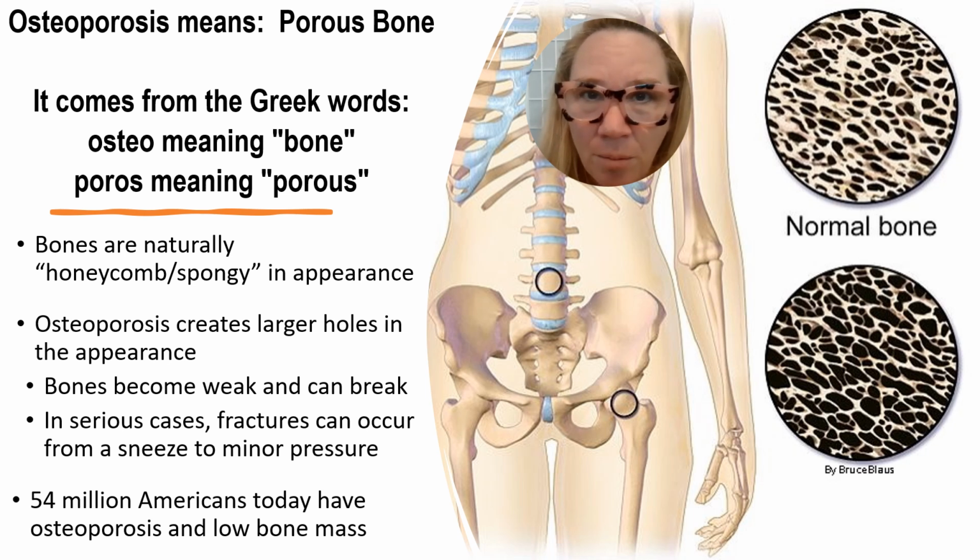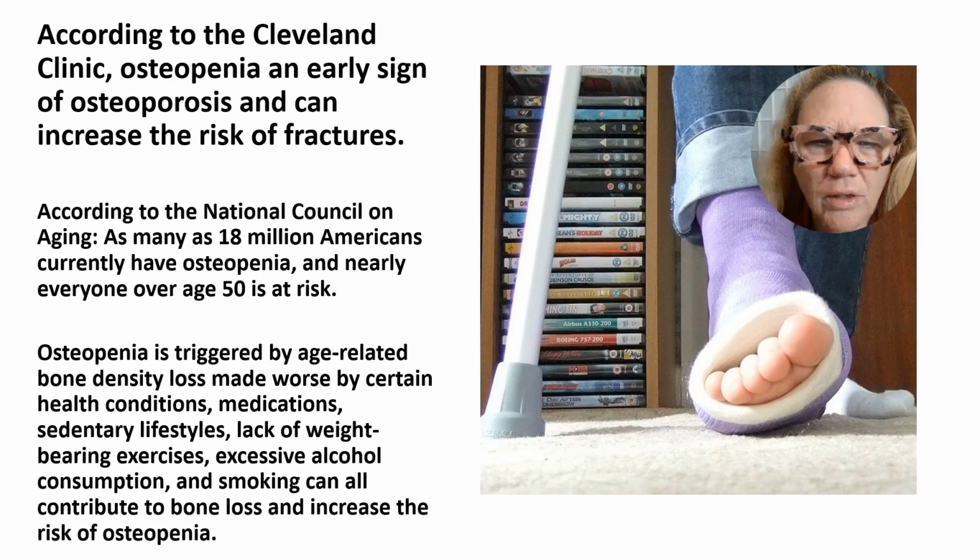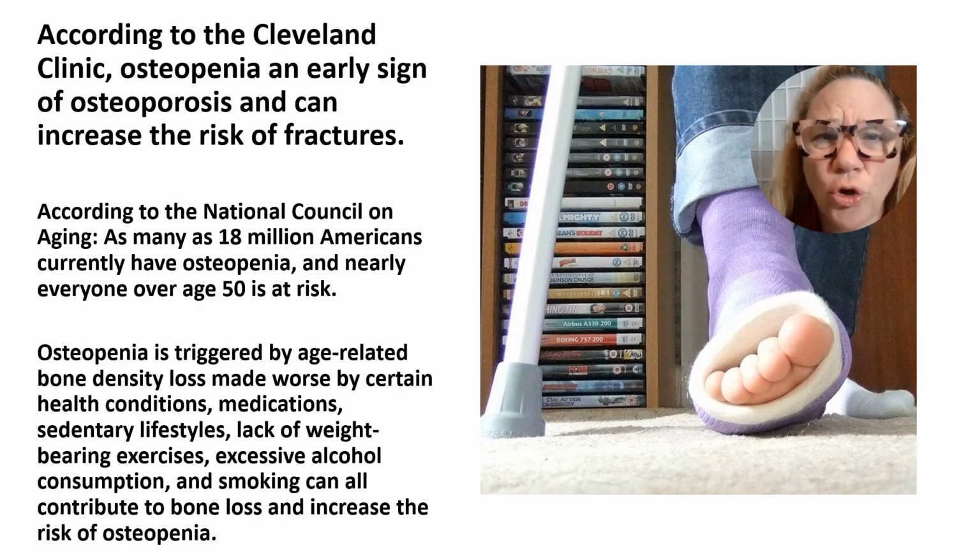54 million Americans today are estimated to either have low bone mass, osteopenia, or osteoporosis. According to the Cleveland Clinic, osteopenia is an early sign and risk factor for osteoporosis. Now, everybody who develops and is diagnosed with osteopenia is not necessarily going to digress or transgress into osteoporosis.